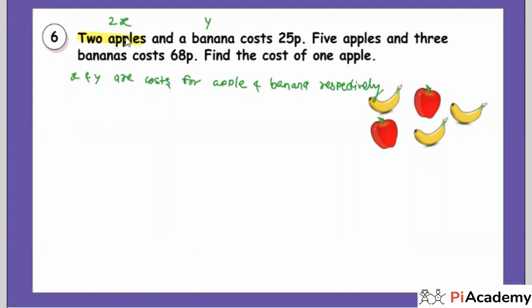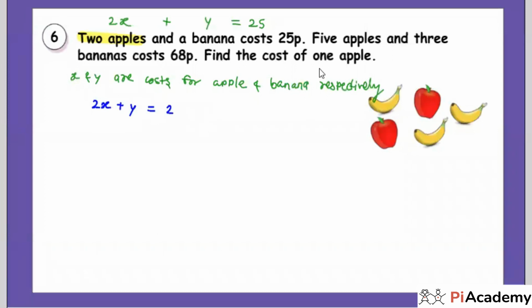Now what you find here, you have 2x plus y, you are buying, right? So it will get added only. 2x plus y equals to what? 25. So this is your first equation. You can make it from the given information only, right? It's easy, only 2x plus y equals 25.